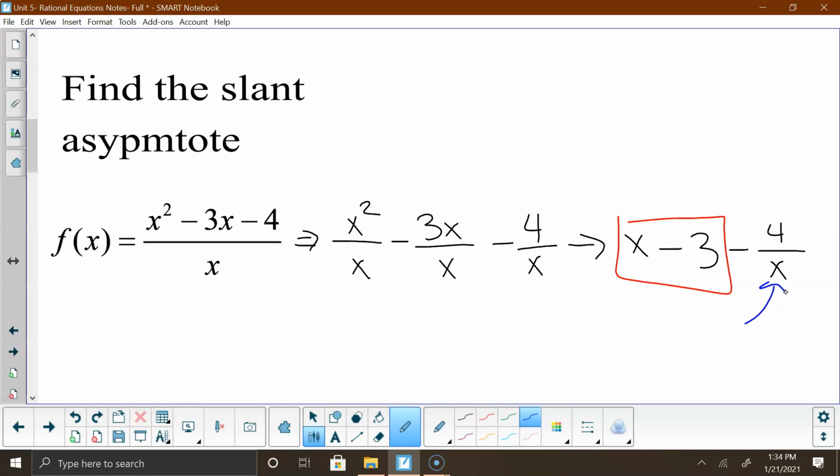What is 4 divided by 25 trillion? Stupid tiny, right? Essentially 0. So this basically disappears. So this is how you find your slant asymptote. Your slant asymptote is literally just y equals x minus 3. And you're done, because the larger the numbers you plug in, that last one's going to drop off and go to 0. So it doesn't matter.